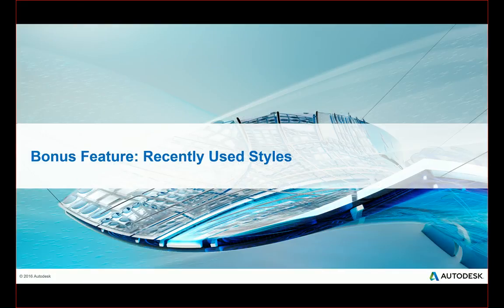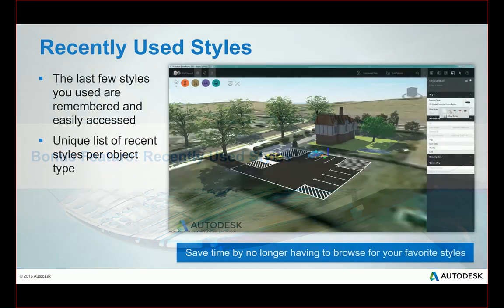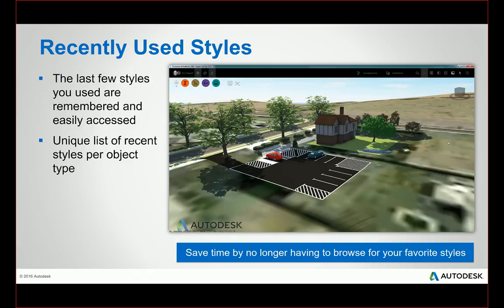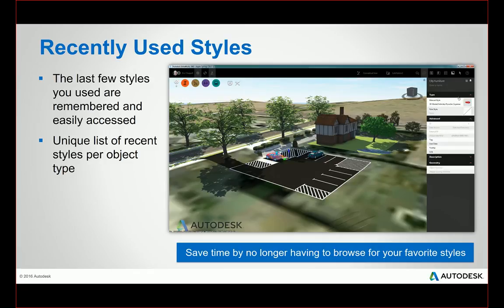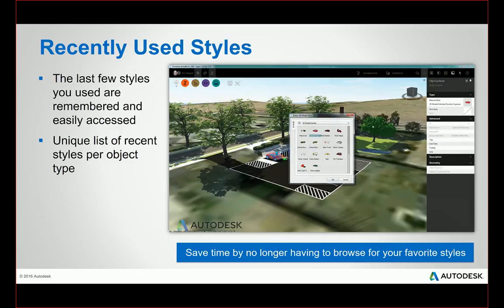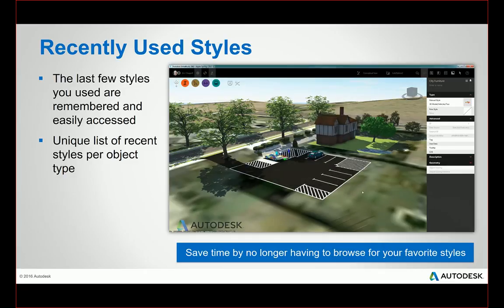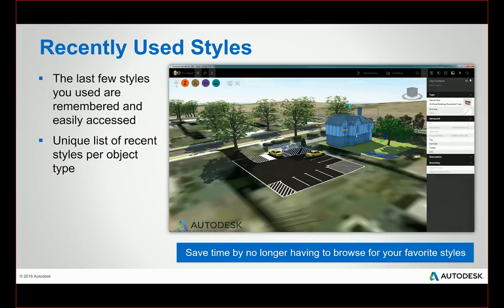All right, finally, let's look at a new feature. It's really from a user interface perspective. It's called Recently Used Styles. The new release of InfraWorks 360 saves you time by always remembering the last few styles that you have been using. So here you can see that once we change the style of this car to a taxi, and then we select another car, in our little menu there, the taxi becomes the first item that pops up.